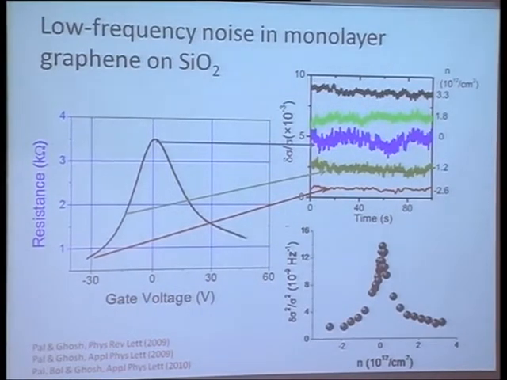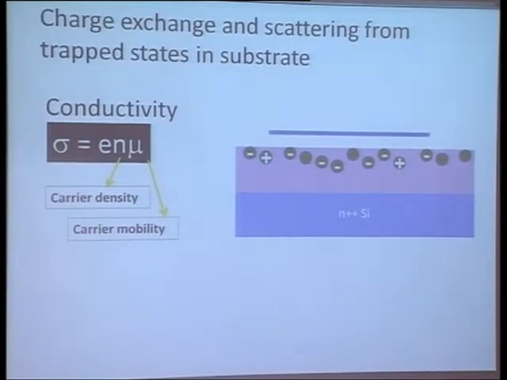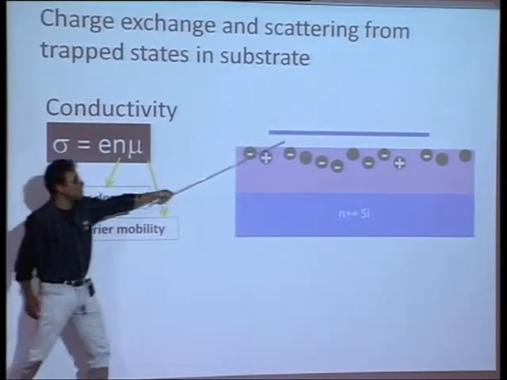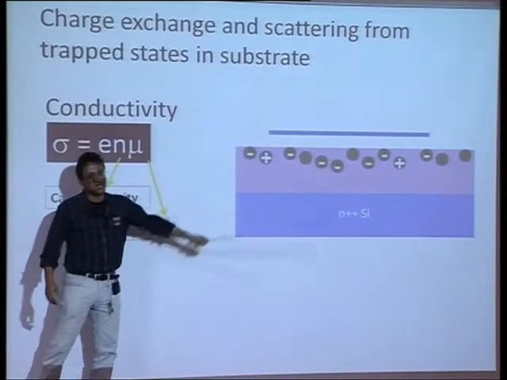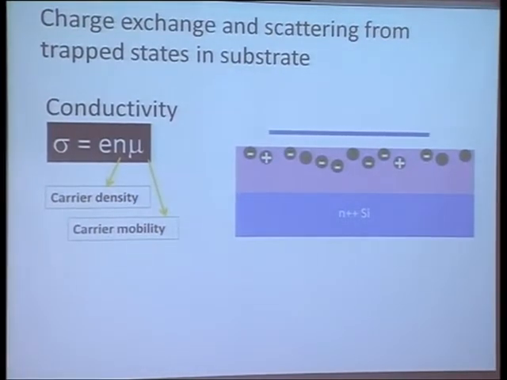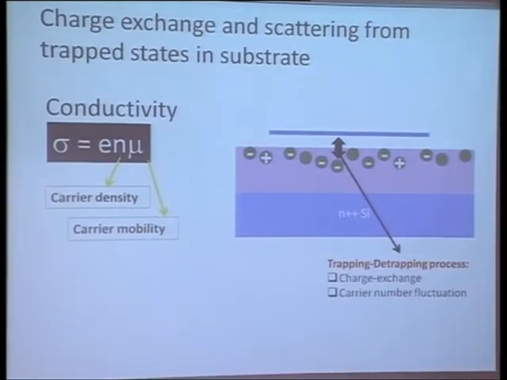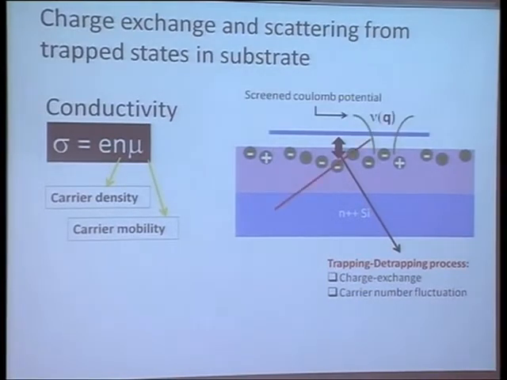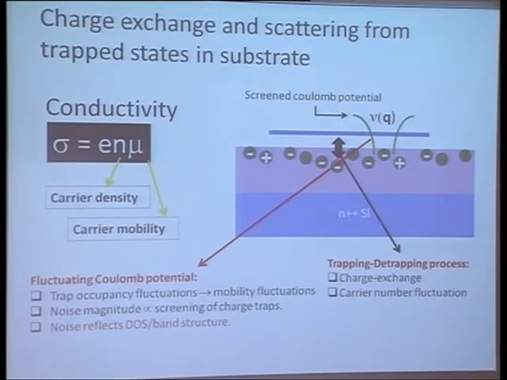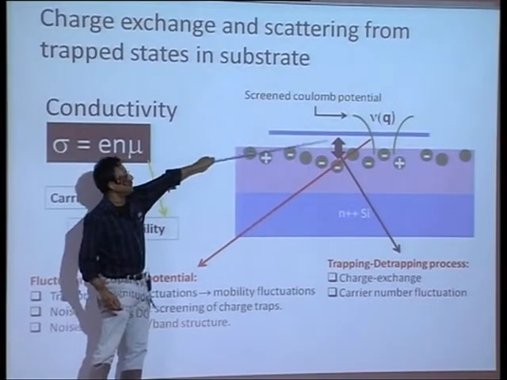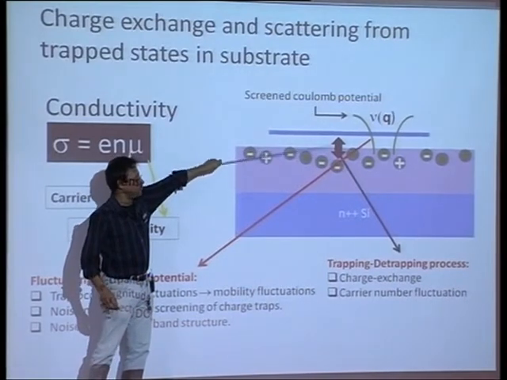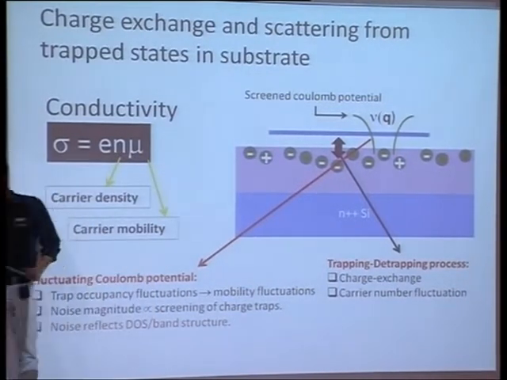Okay, so what we then found is that the reason behind this is charge impurity scattering. Quickly, I'll tell you how it happens. Graphene here, the trap charges here, so those trap charges give you a Coulomb interaction. The trap charges put a Coulomb potential back on graphene, which gives rise to a fluctuating Coulomb potential. What happens is electrons jump into the traps, go back from the trap to graphene, and this fluctuating Coulomb potential gives rise to the low frequency noise in graphene.